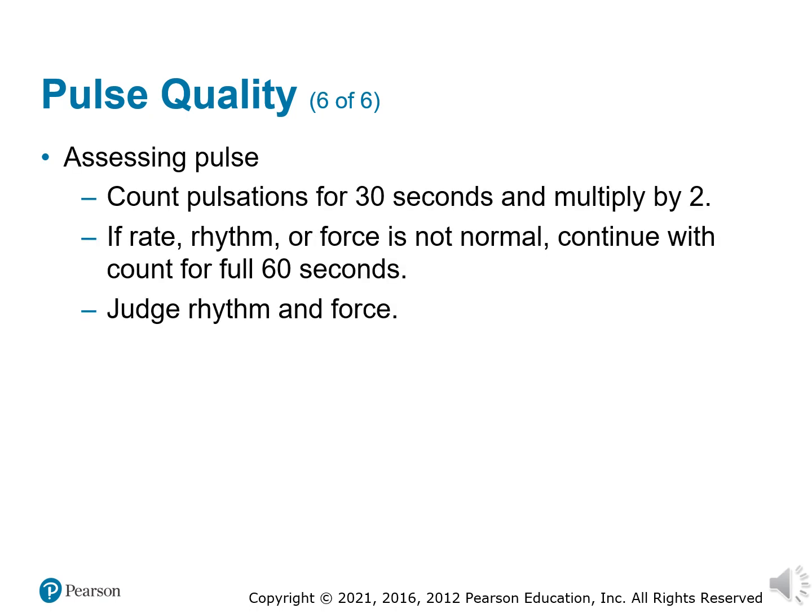When you're assessing the pulse, you are counting pulsations for 30 seconds and multiplying them by 2, and that is your pulse rate over a minute. If the rate, the rhythm, or force is not normal, then you're going to continue to count for the full 60 seconds. And then judge the rhythm and the force.